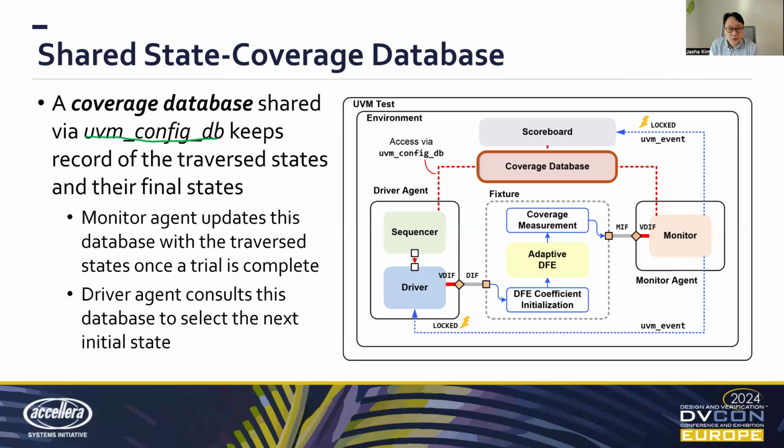So using this shared state coverage database, the monitor will first update this database with the traversed states when each of the trials is complete. Then in the next trial, the driver agent can look up this coverage database and see which initial state has not been tried yet and pick one among them randomly.